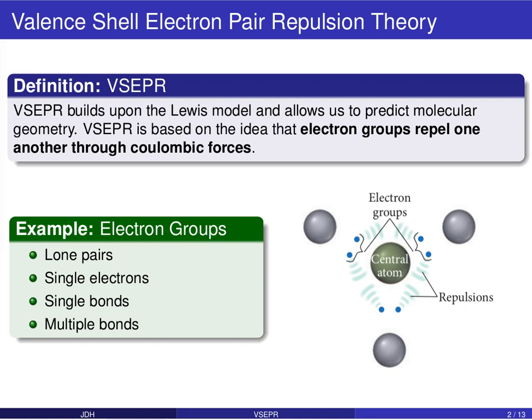And VSEPR is simply the idea that electron groups repel one another, so the geometry that is adopted is the geometry that minimizes this repulsion or maximizes the separation between electron groups. It doesn't matter what kind of electron group you're dealing with, they all are subject to the same idea of electrostatic repulsion. So lone pairs, single electrons, single bonds, or multiple bonds, they're all going to try and arrange themselves geometrically to get as far away from the other electron groups as they possibly can.